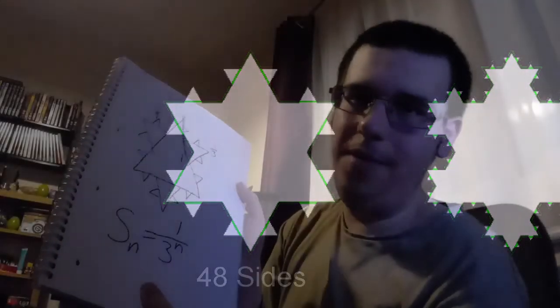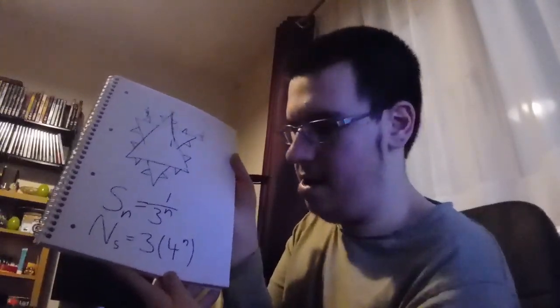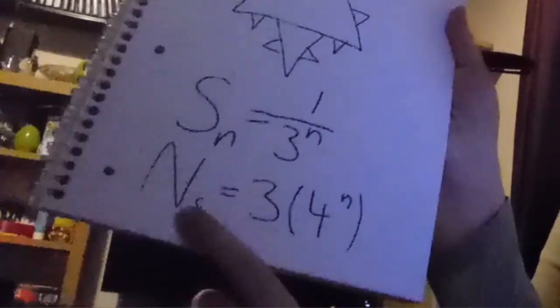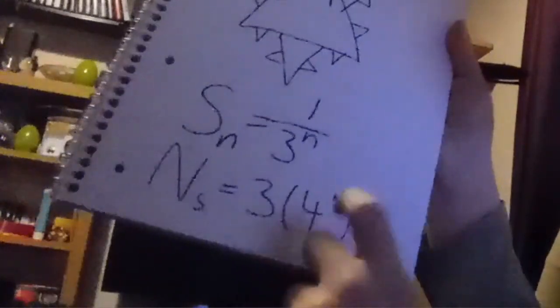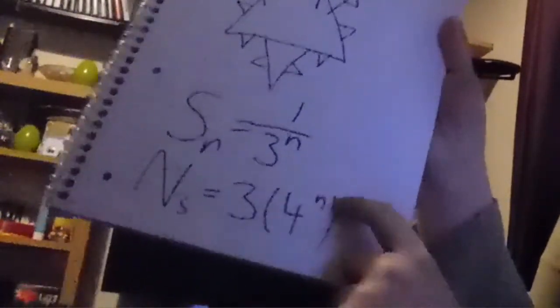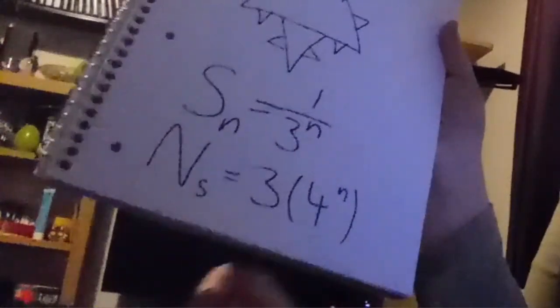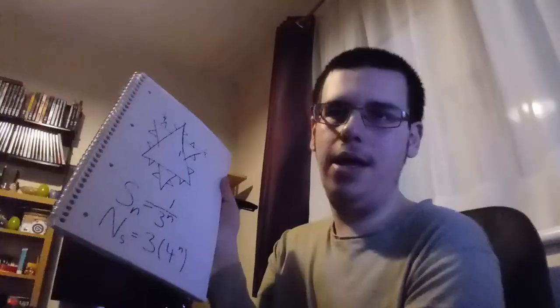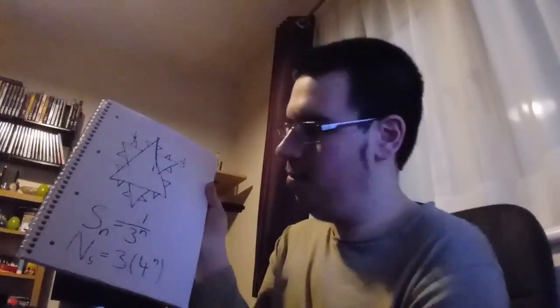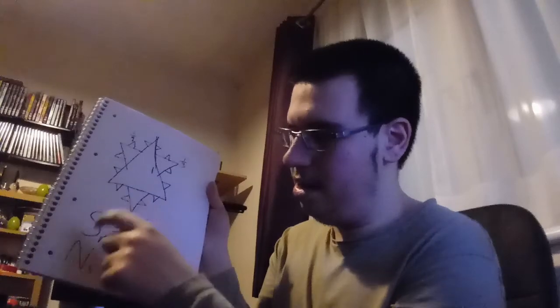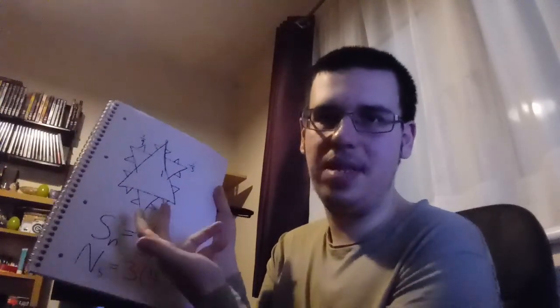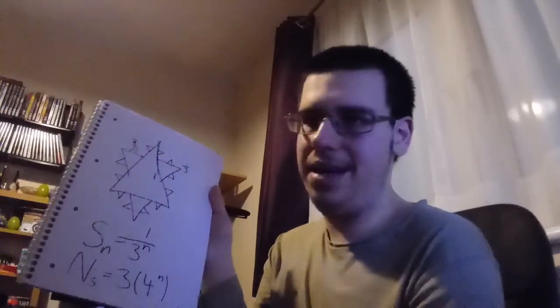So we can get another mathematical expression for this, which is written right here. The number of sides is equal to 3 times 4 to the power of n. So this will give you the number of sides after any iteration in this fractal pattern. Now, if you want to get the perimeter, we simply multiply the number of sides by the lengths of each side. That's how you get the perimeter of the shape in this one particular case.